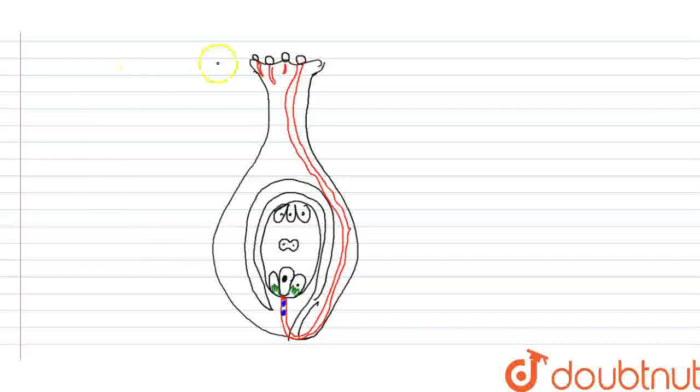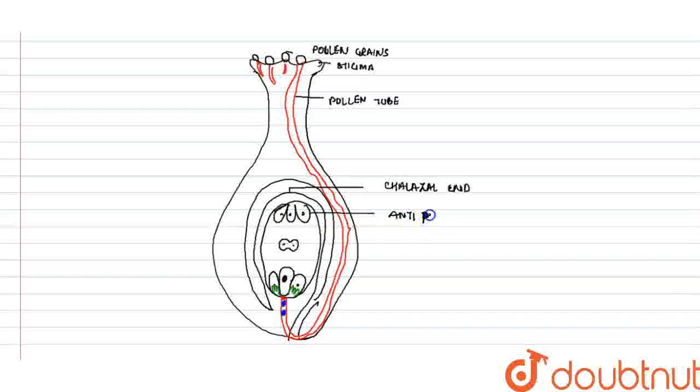Now we'll mark this. These are the pollen grains. Okay, this is the stigma. They haven't asked me to mark the stigma, but still I'm going to mark it. This is the pollen tube. All right, this end of the ovule is known as the chalazal end. Wherever the antipodal cells are present, it is the chalazal end, or vice versa. These are the antipodal cells.